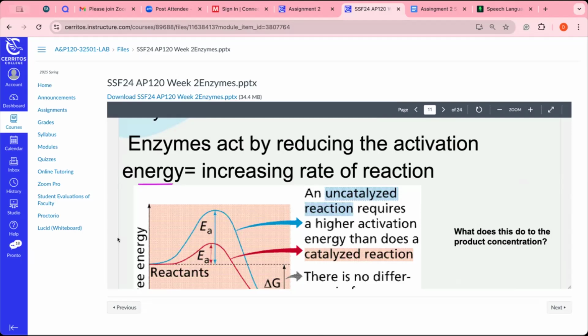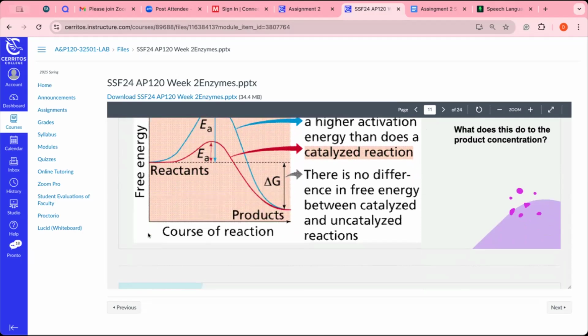And then go ahead and scroll up so I can read you the bottom part. There is no difference in free energy between catalyzed and uncatalyzed reactions. So once you have the reaction, whether it has an enzyme or it doesn't, the free energy that's released is the same.